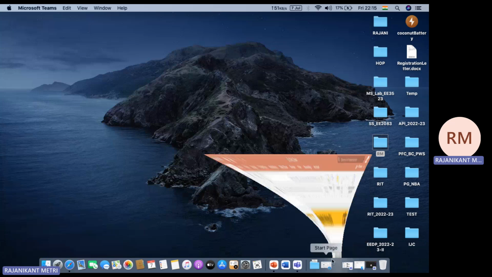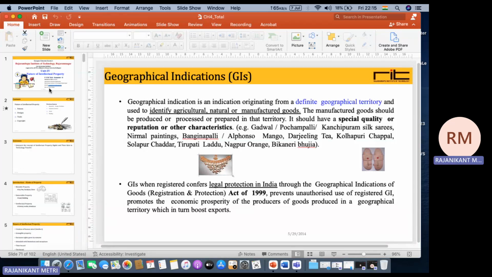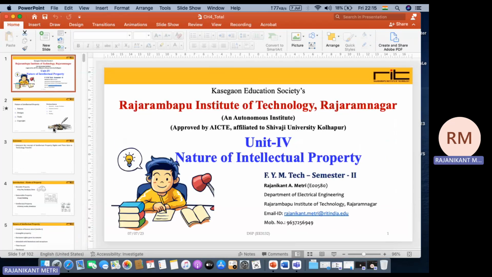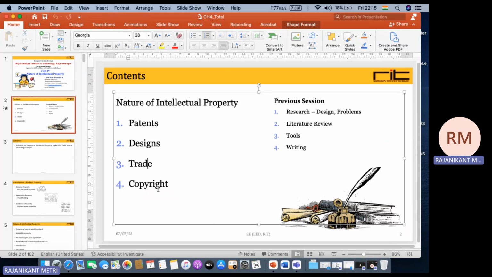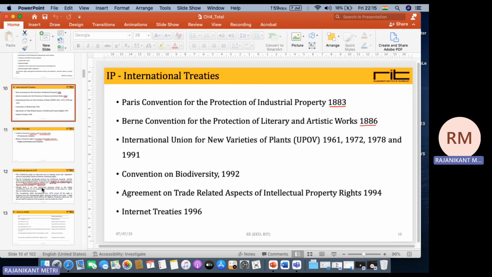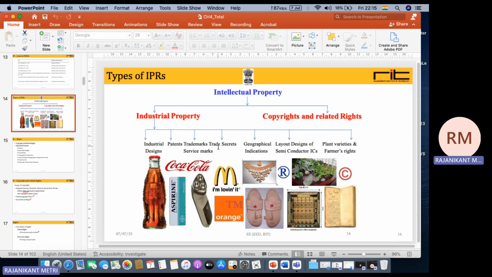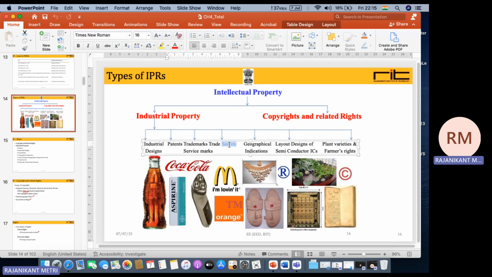In today's session, we will continue with the previous points we have discussed. So, till now, we have discussed intellectual property, patents, designs, trademarks, and copyright, and the different types of intellectual property we have seen, that is industrial design, patents, trademarks, trade secrets. So, these 4 points we have seen. Today, we will see geographical indications and layout designs of semiconductor ICs.